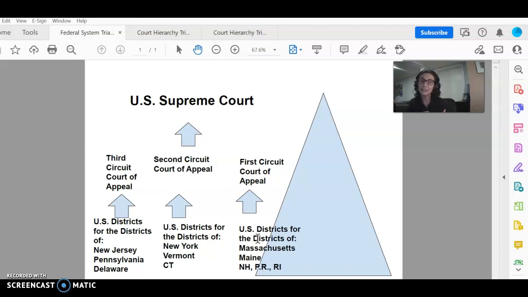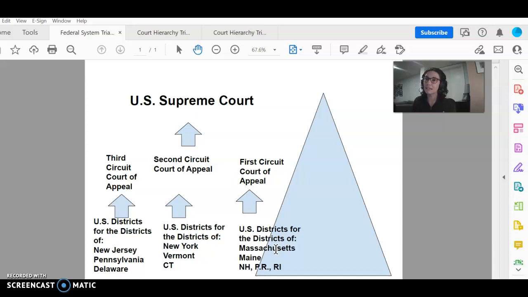The 11 numbered circuits are organized geographically. And again, I don't have the book in front of me, so I apologize. I can't tell you exactly which graph it is, but I believe it's in Chapter 2, and there's a breakdown of the circuits around the country. There are a group of U.S. district courts in each circuit. So here's an example. All the U.S. district courts listed here, which includes Massachusetts, Maine, New Hampshire, Puerto Rico, and Rhode Island, are all in the First Circuit Court of Appeals jurisdiction.